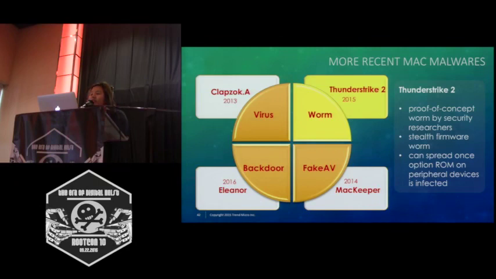So yeah. Next is the worm, the Thunderstrike. This is one of the more popular ones, I believe, because the implications it has are very serious. It's a very, very serious threat. However, it's only a proof of concept, so it was made by security researchers. It attacks the firmware of the system.